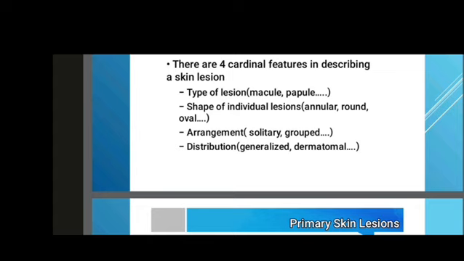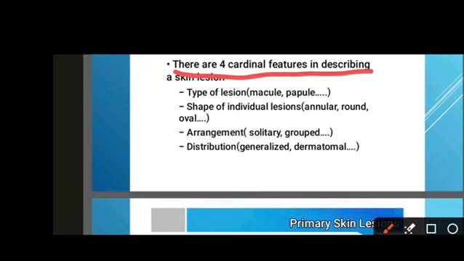When we classify them, skin lesions are classified as primary skin lesions and secondary skin lesions. With regard to morphology, the initial lesion to the skin is said to be the primary skin lesion, and any morphological modification to the primary skin lesion is said to be a secondary skin lesion. There are four cardinal features in describing a skin lesion: the type of the lesion, the shape of the individual lesion, the arrangement of the skin lesions, and the distribution of skin lesions.